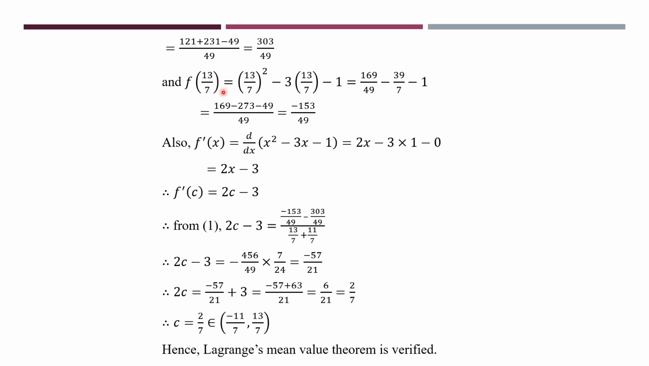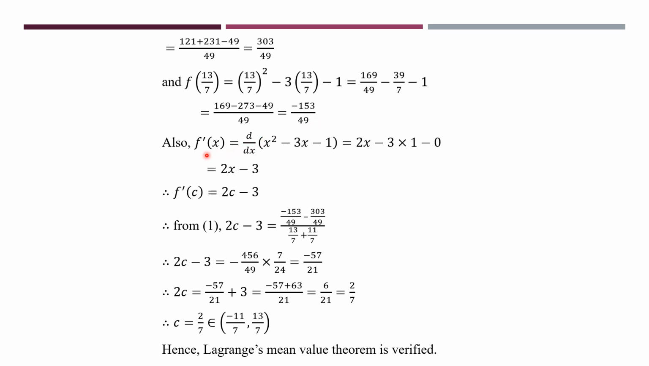Also find f of 13 by 7. Putting these values in x square minus 3x minus 1, we get 13 divided by 7 square minus 3 into 13 divided by 7 minus 1. Its square is 169 divided by 49, minus 3 into 13 is 39 divided by 7, minus 1. Taking 49 as LCM, we get 169 minus 273 minus 49 divided by 49. Simplifying, we get minus 153 divided by 49.